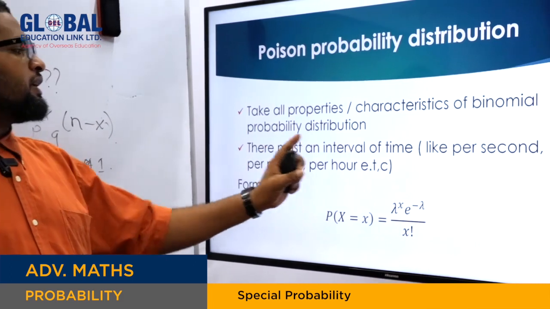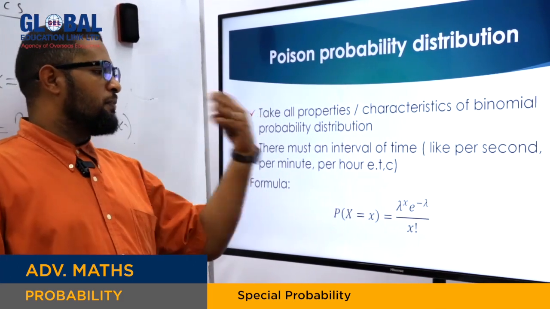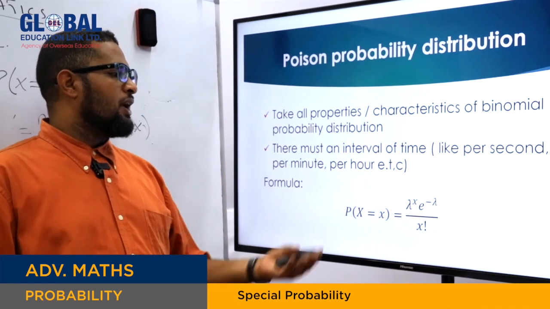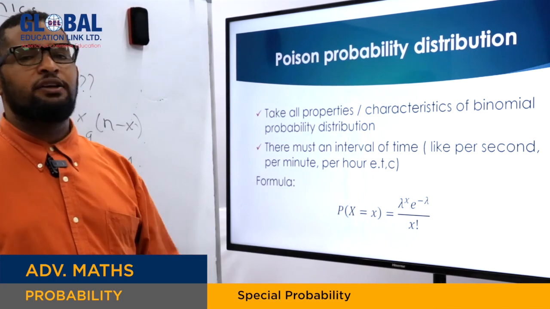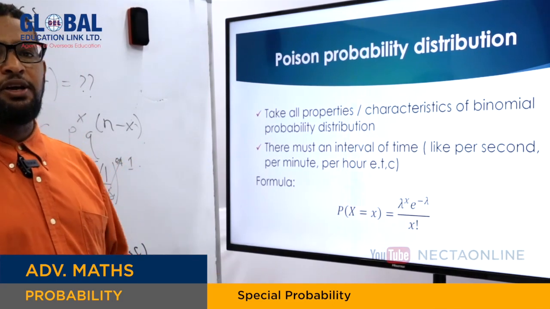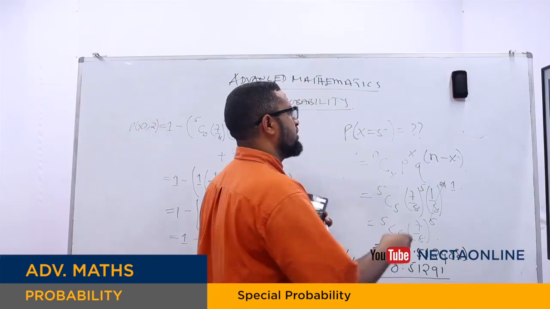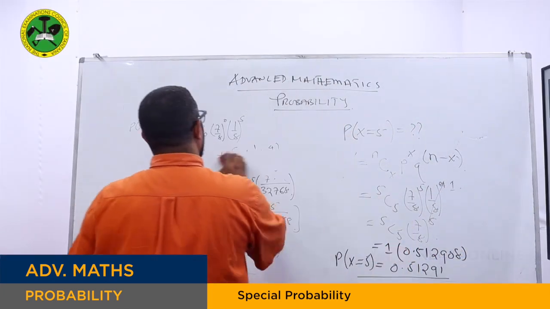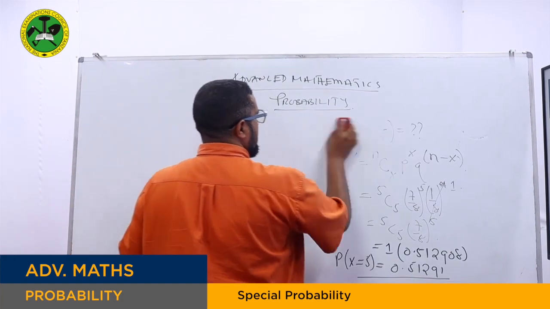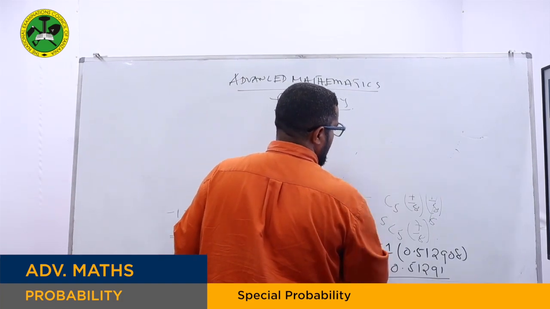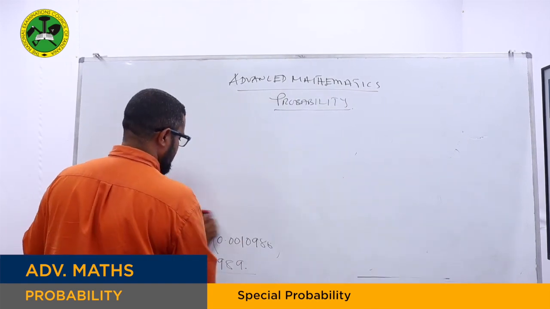There must be an interval of time. It means here the trial will be in terms of time, like per second, per minute, per hour, and so on, per week, per year. And the formula for the Poisson distribution is given by P(X = x).